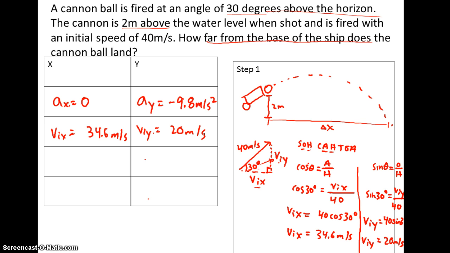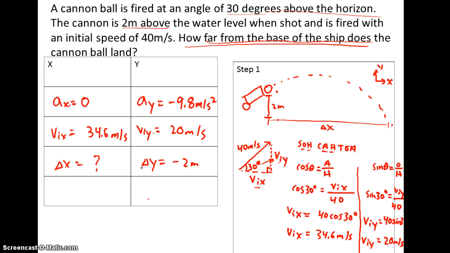What else do we know? We need to know three things. Remember, all of our equations have four variables. So if I can find three of the four, I can always isolate for that fourth variable. So let's look. 2 meters above the ground. So delta y, it starts here and it goes in the negative direction, down. Down would be negative 2 meters. That's the displacement. In the x direction, that's what I'm trying to find, how far from the base of the ship.